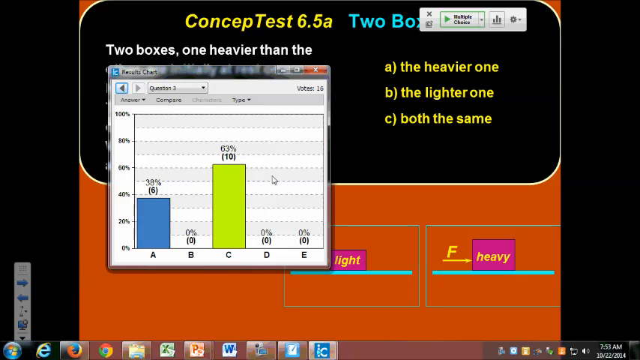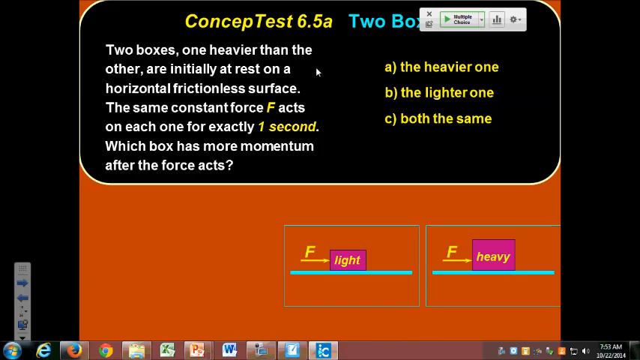Okay, it is C here. I have the same force acting over the same amount of time, so each one will find the same amount of momentum. Now, which block will be going faster? The lighter one, right. I have a force acting on a smaller mass, so it'll see a larger acceleration, and so it will be going faster.